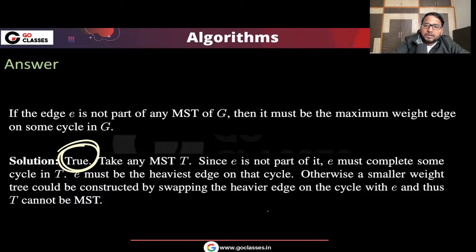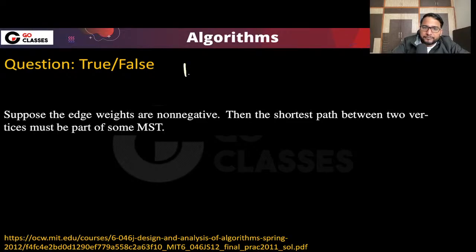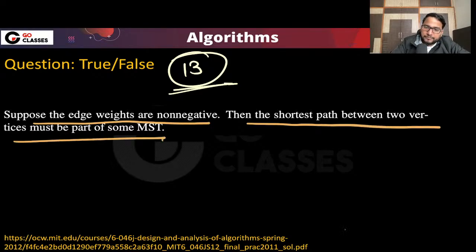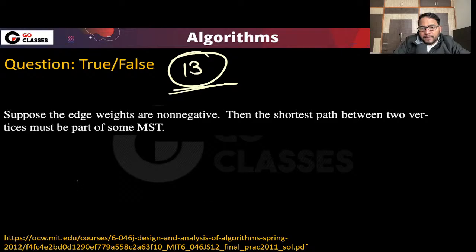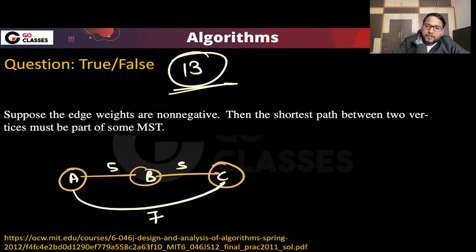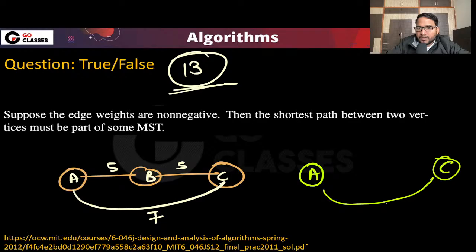Okay. So let's see question number 13. What they're saying: suppose the edge weights are non-negative, then the shortest path between two vertices must be part of some MST. Let's suppose this is 7, this is 5, this is 5. Can you tell me the shortest path between A and C? I think 7, right?